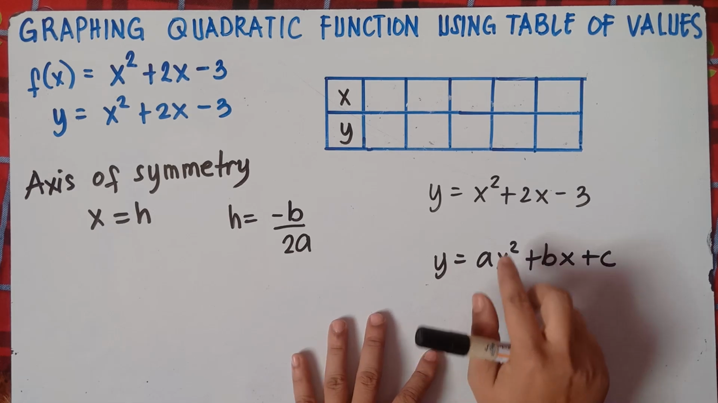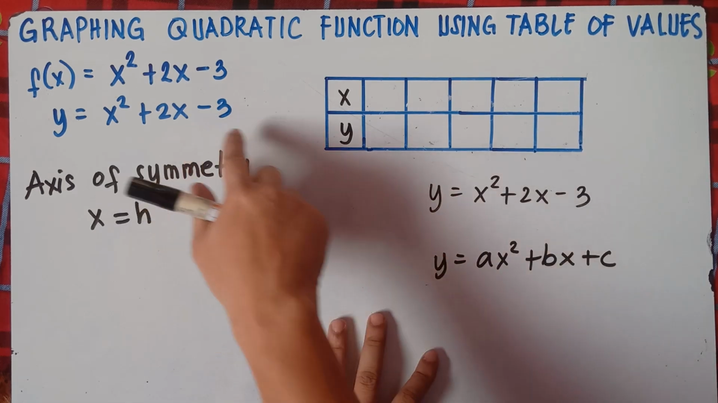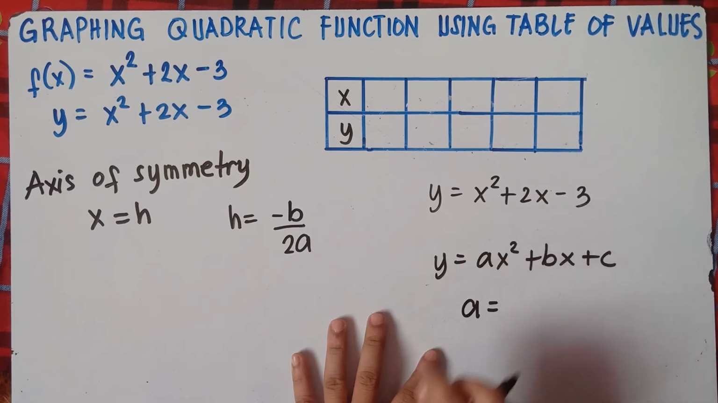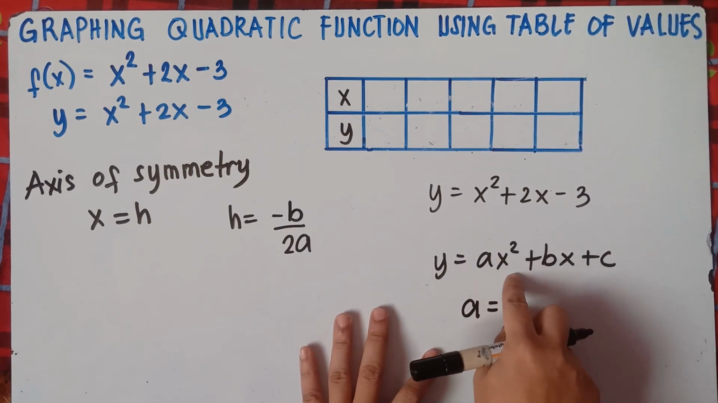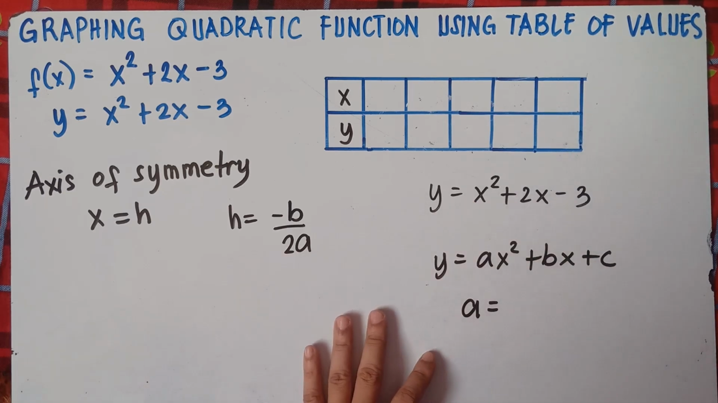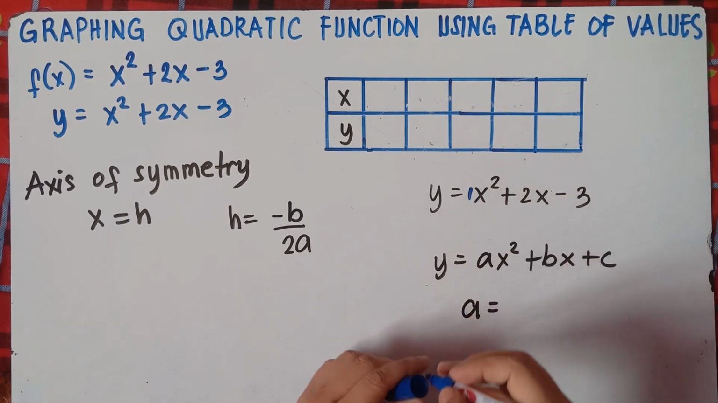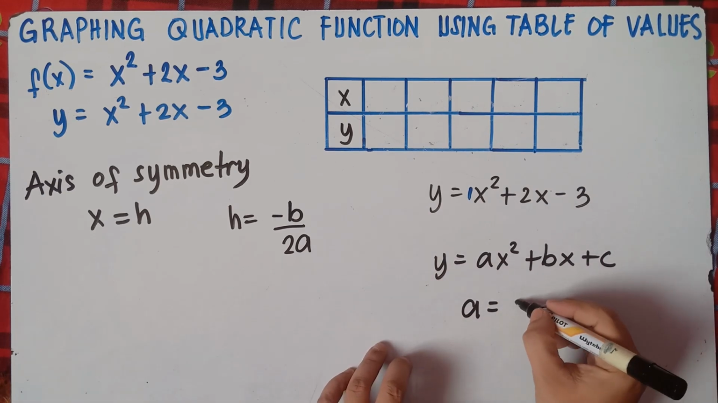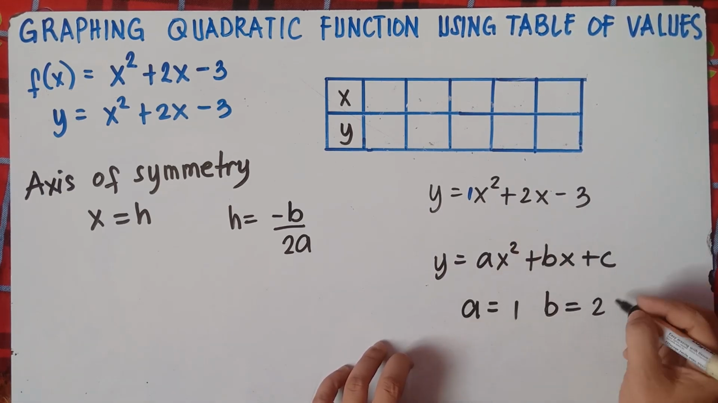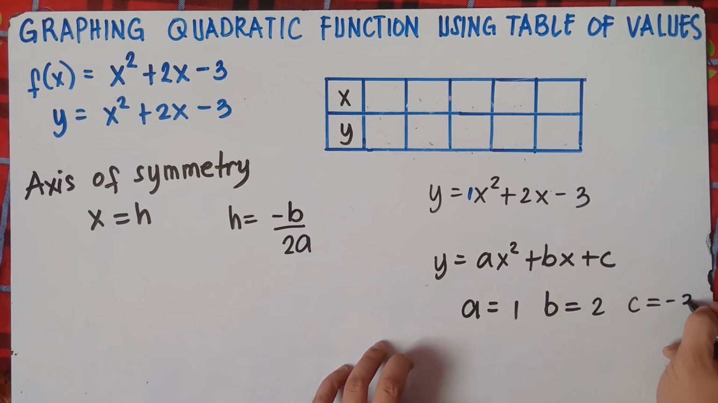So the value of a in our equation, x squared plus 2x minus 3. Class, what would be the value of a in this equation? a is beside x squared, so understand that if you don't see any number beside x squared, there's a 1 there. So our a is 1, our b is beside x, that would be 2, and our c is negative 3.